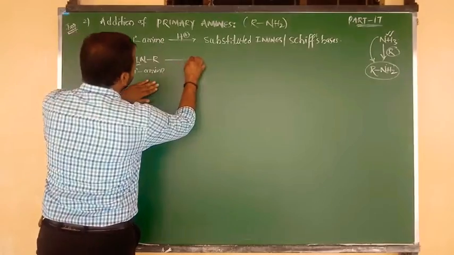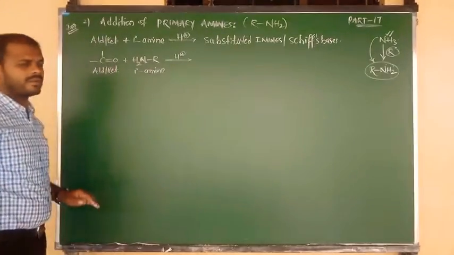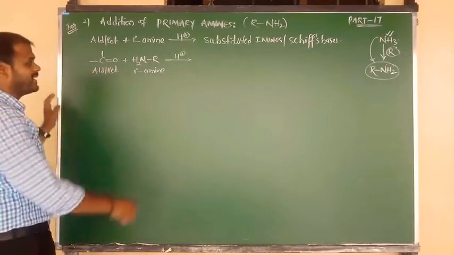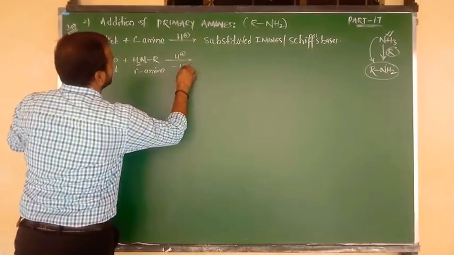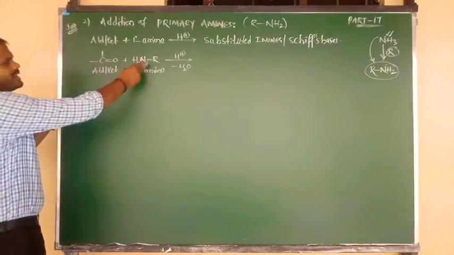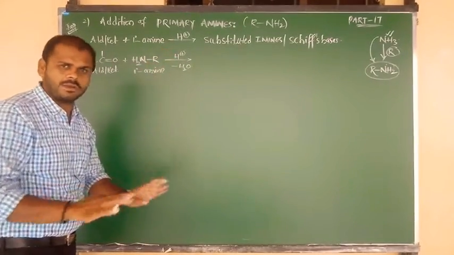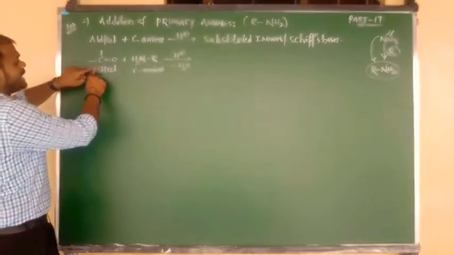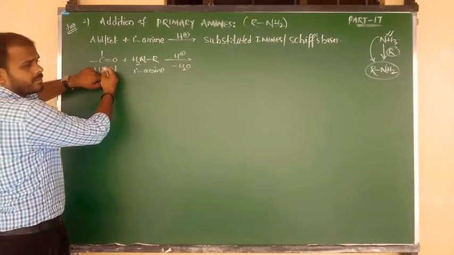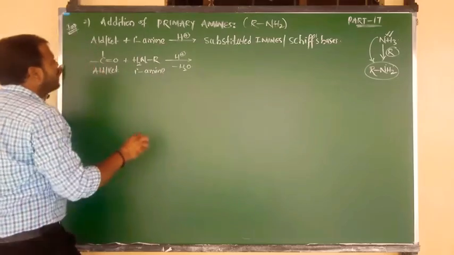Aldehydes and ketones on addition with primary amines, addition takes place in acidic medium. Addition of primary amine is followed by elimination of a water molecule. Of course, here also there are two steps: one is addition of the amine, one more is elimination of water molecule. But we can club both, no problem.